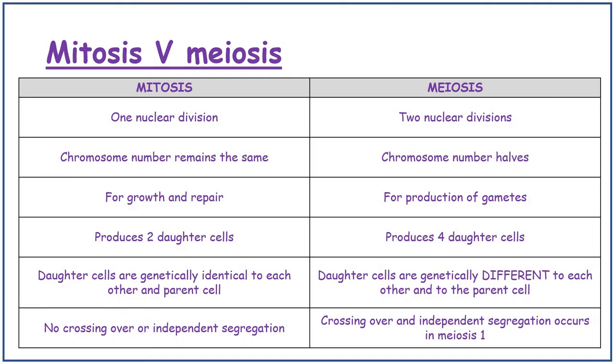In meiosis, there are two nuclear divisions. The chromosome number is halved. It's for the production of gametes. It produces four daughter cells. Daughter cells are genetically different to each other and to the parent cell. Crossing over and independent segregation occur in meiosis 1.